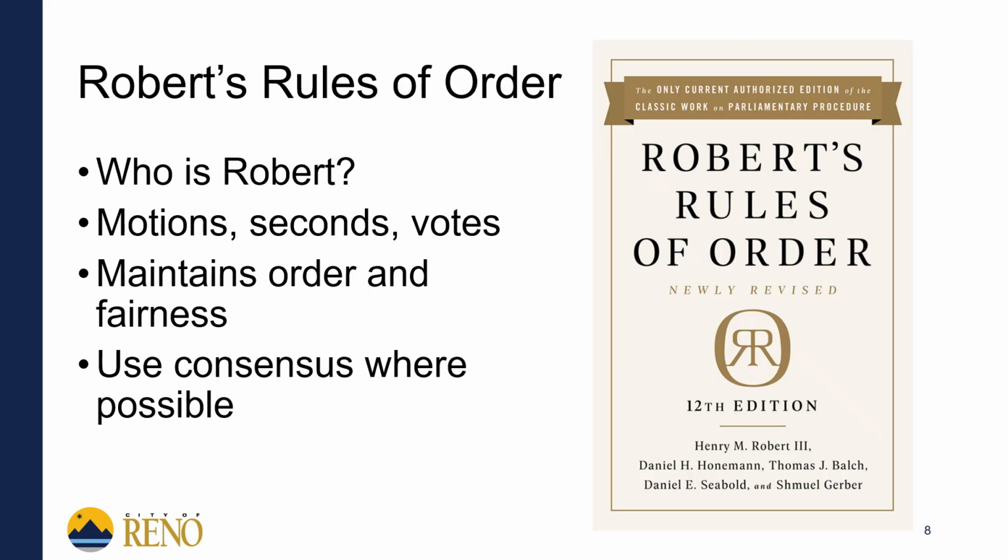Now let's talk about Robert's Rules of Order. The most common question I get on this is, who's Robert? Well, he was just a guy in the 1800s who liked rules so much he wrote an entire book about them. His Book of Rules has become one of the most widely used parliamentary procedures in the United States. So what do his rules do? Well, they provide a structure to help meetings stay fair, efficient, and orderly.